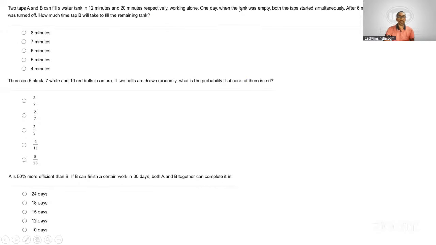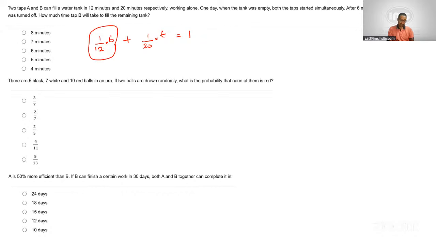Two taps can fill a water tank in 12 and 20 minutes respectively, working alone. One day when the tank was empty, both started simultaneously. After 6 minutes, tap A was turned off. How much time will tap B take to fill the remaining? Okay, so again, I'll use a unitary method. A will do 1 by 12 of the work for only 6 minutes. B has to do 1 by 20 for how long? Let's say T minutes to finish the total work 1.